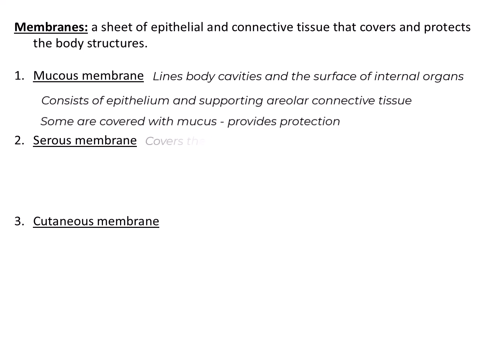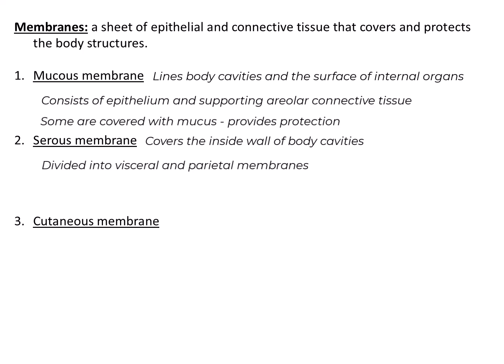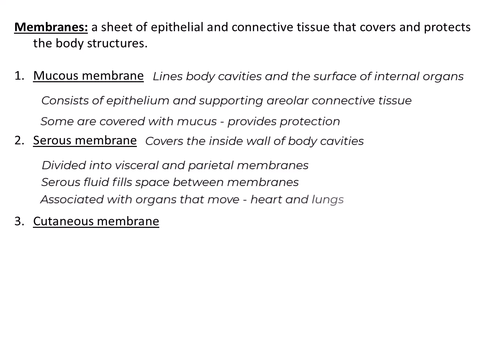A serous membrane or serosa is a smooth tissue composed of epithelial cells and connective tissue that covers the inside wall of body cavities. Serous membranes are commonly divided into visceral membranes lining the outer surface of organs and parietal membranes lining the inner cavity walls. A small space filled with serous fluid is found between these tissue layers. The serous fluid and serosa are commonly found on the surface of organs that move, such as the lungs or heart. The cutaneous membrane is also known as the skin.